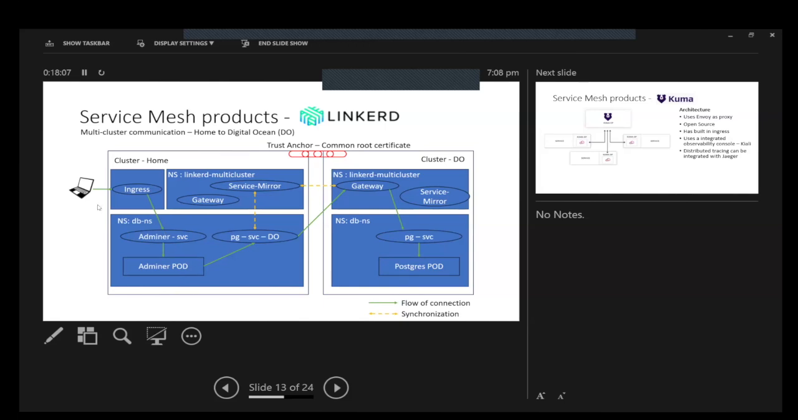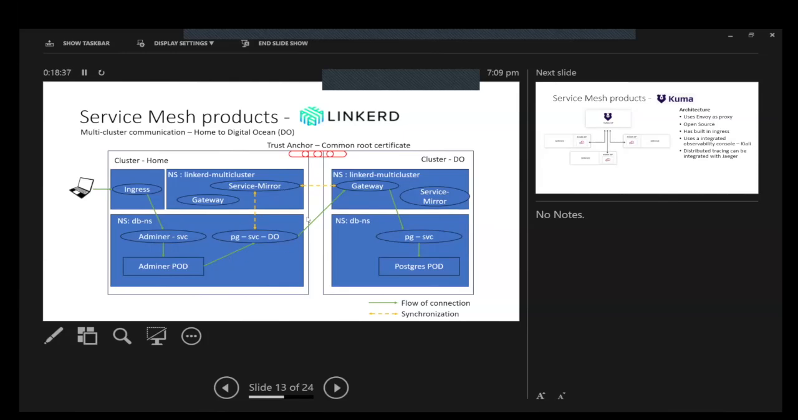So the flow happens like this. Let's say you have your client connecting to an ingress. Now the ingress is a normal ingress. I've used Traefik here. It connects to Traefik, and it calls this service, sorry, the Adminer, which is the UI component of it. It calls a service here, but this service does not exist here. This is just a dummy service, which is actually a service residing on DigitalOcean, and through a gateway it connects up. Now, this is a very specific feature of Linkerd.